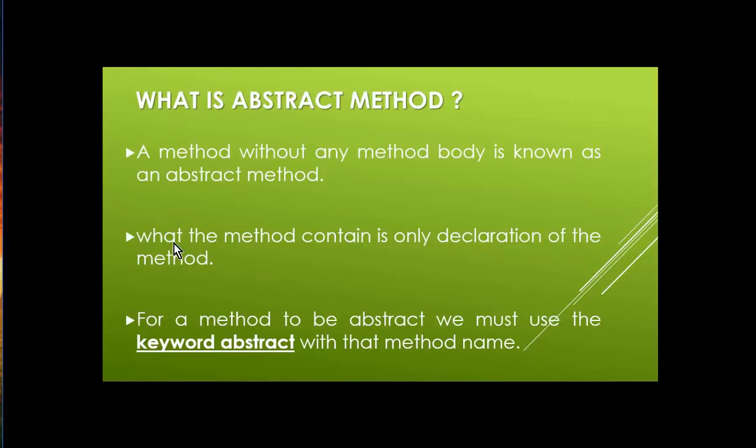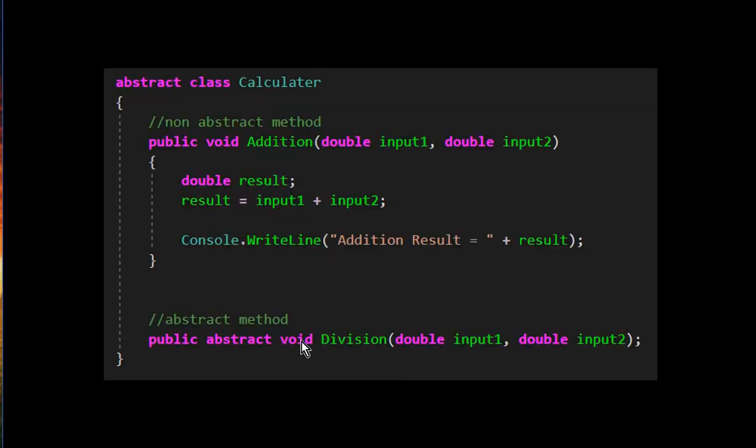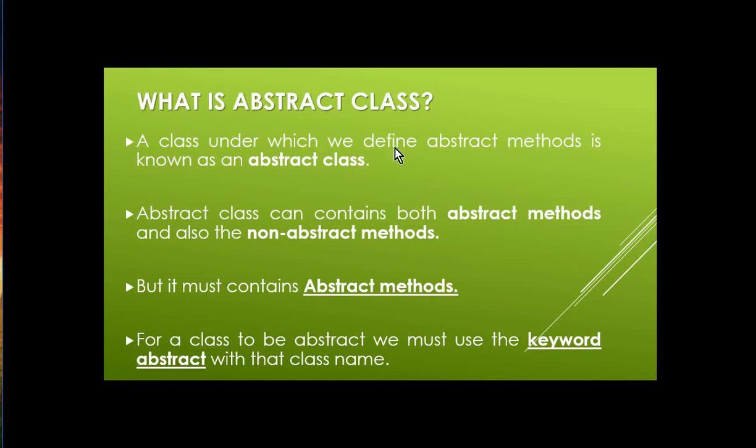Now the second thing is that the method contains only the declaration of the method. And for a method to be abstract, we must use the keyword abstract with that method name. So this is the method, and alongside the method name we must use this keyword abstract to make this division method abstract. Within the abstract class Calculator, you can see this is an example. And then what is an abstract class?